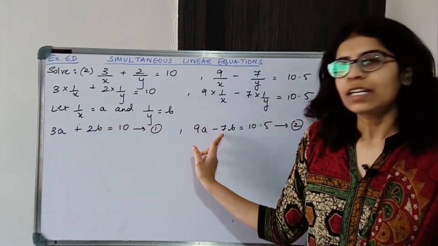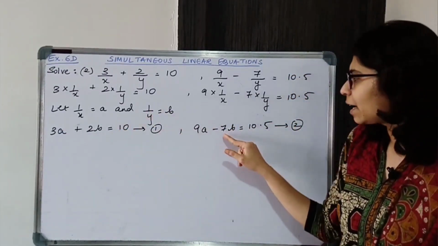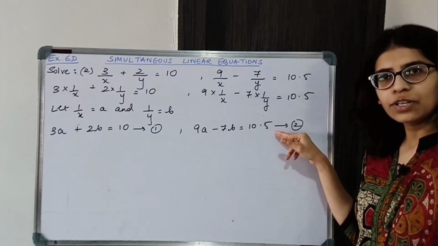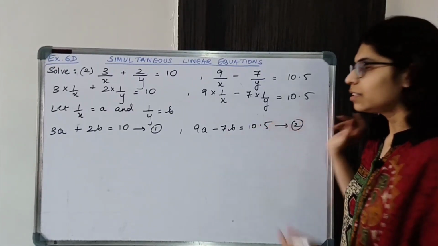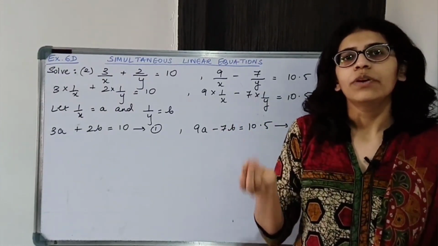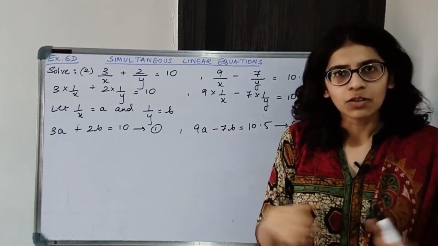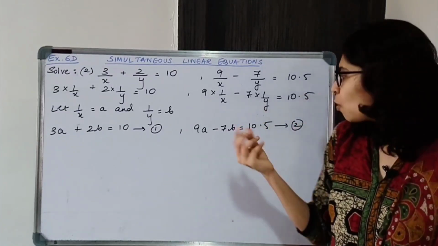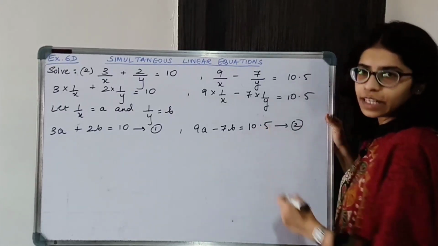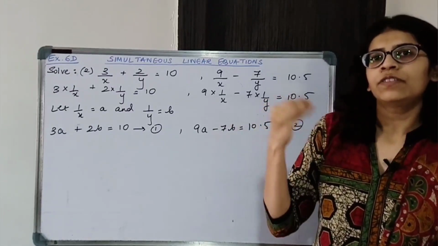So the LCM of 2 and 7 will be 14. I need to multiply this by 7 and this by 2. Okay. When I multiply this entire equation by 2, automatically the decimal point will vanish. 10.5 into 2 will become 21. So automatically the decimal point is going away. That is why I am not going to remove the decimal point. Okay. So whenever you have 0.5, you can just multiply by 2 and the decimal point will vanish.